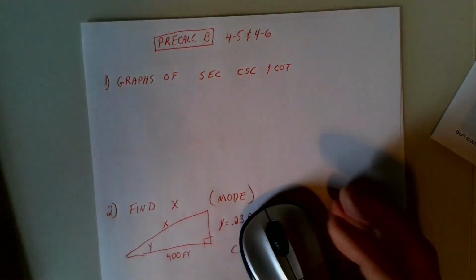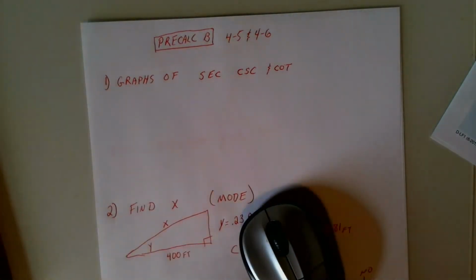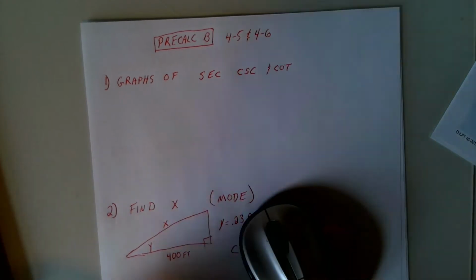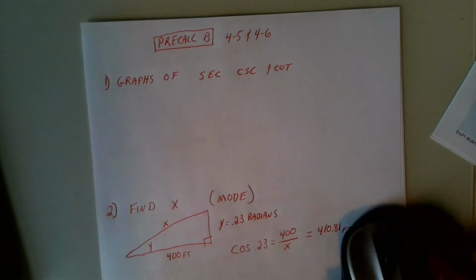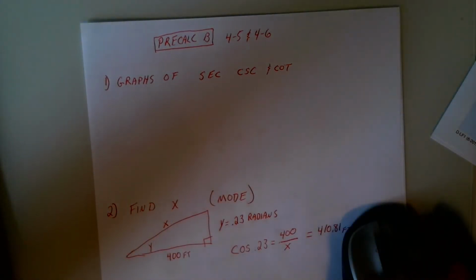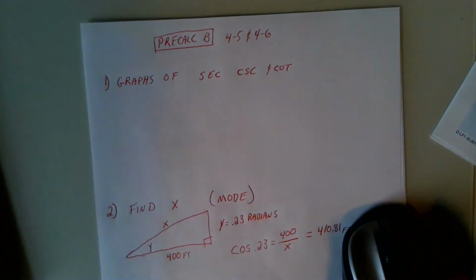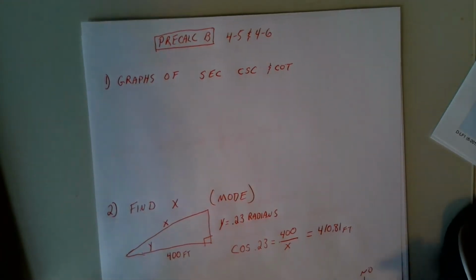Okay, everybody. So this is a look at section 4.5 and 4.6. This one's going to be a little bit tougher because it's about the graphs. I don't know that there's specific processes other than we're just going to talk about a bunch of things. So let's talk first about this.